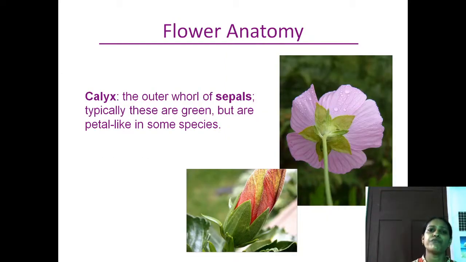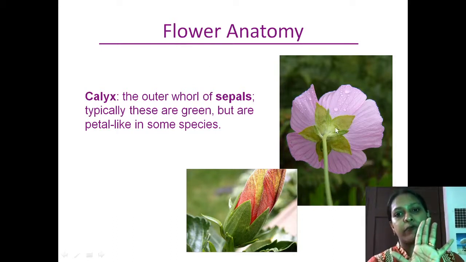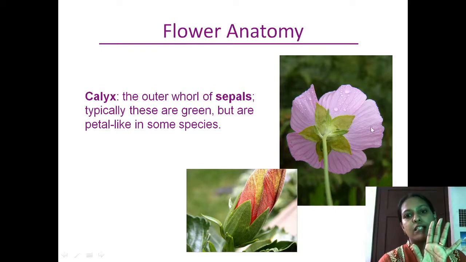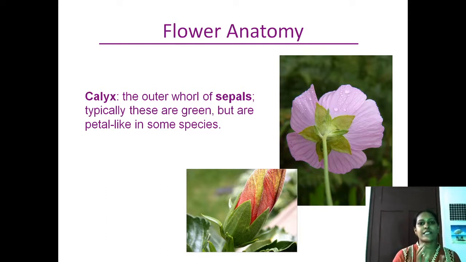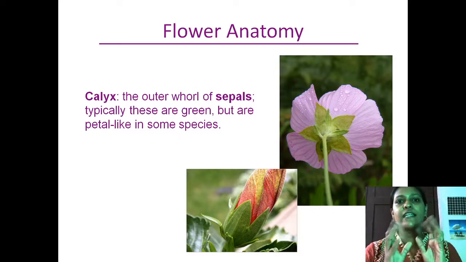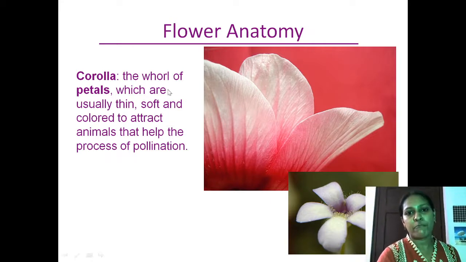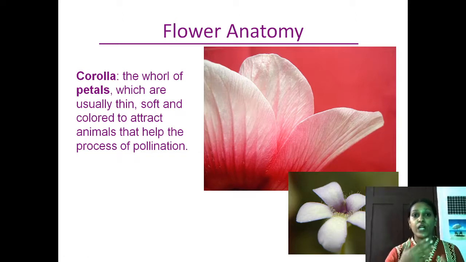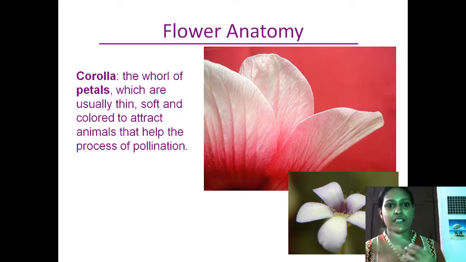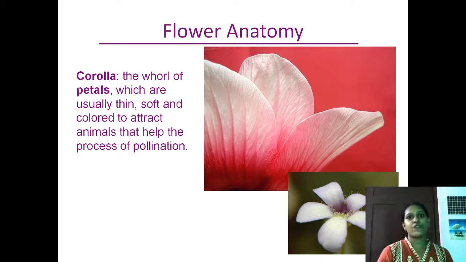So now we are moving to the flower anatomy. We have taken a flower. See the green portion, these are the sepals. There are 5 sepals. Then what about these? These are the petals. Calyx is the outer whorl and it is also called sepals. They are green in color and petal-like structures. What about the corolla? See the color, pink, very attractive. It is very thin and soft, isn't it? Corolla, another name is petals, the whorl of petals. Fine. Why this much color? For attraction of animals for pollination.